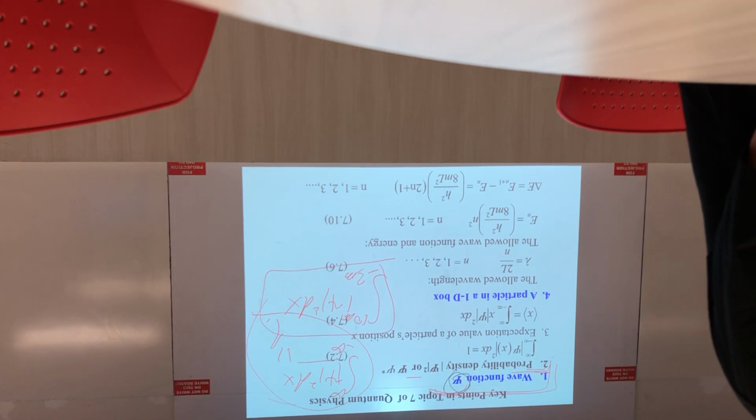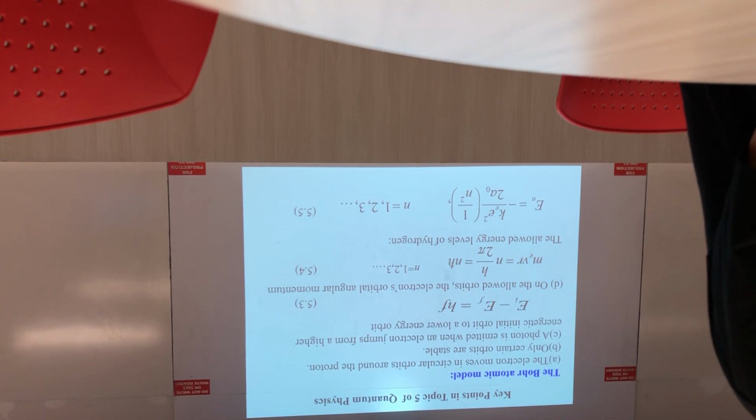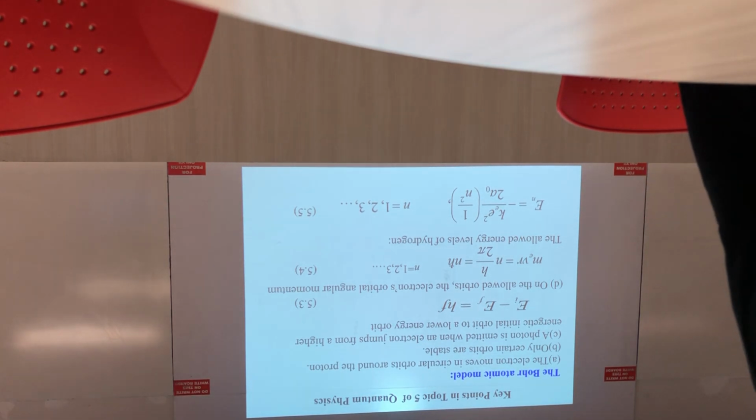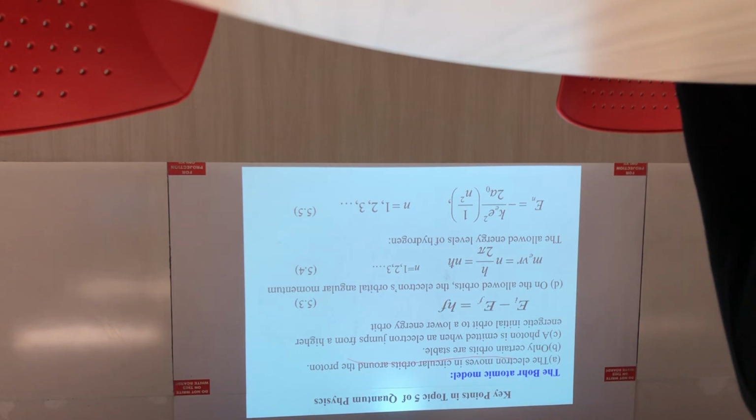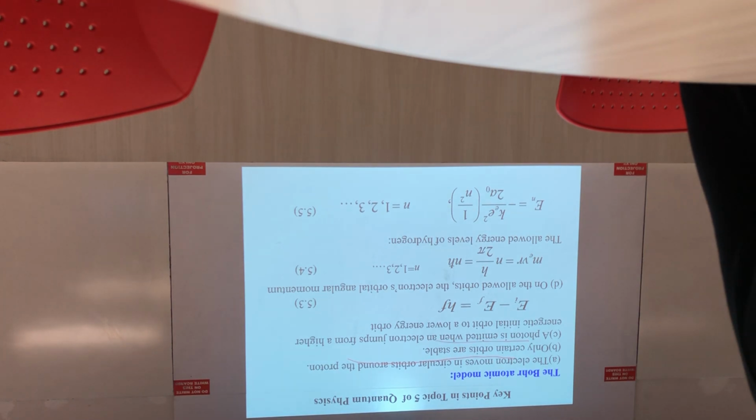Then I will now move on to Bohr's atomic model. Bohr set a few assumptions to come up with this model. The first one is that the electron moves in a circular orbit around the proton. This is obvious now for us. And then certain orbits are stable, in other words, certain orbits are stable to hold the electron. This implies that the orbits are discrete. We don't have a continuous orbit.